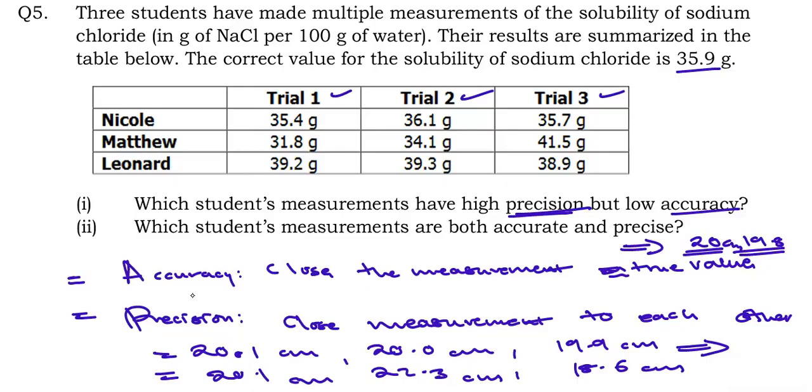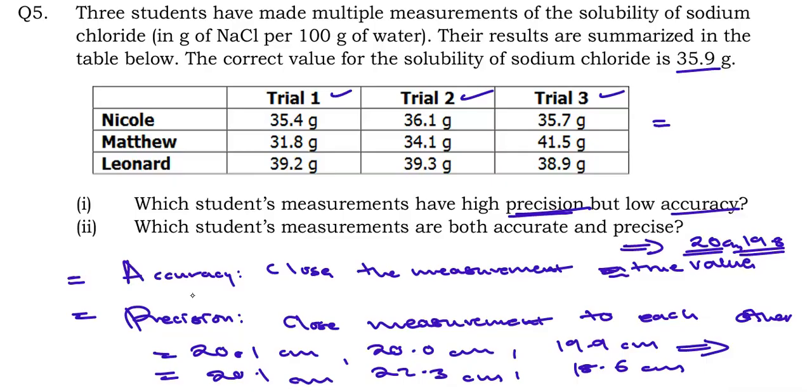Now for us to know who is precise and who is accurate, you need to calculate. For precision, you can see that these measurements are very close. But with accuracy, you need to find the average. What we are going to do is this.